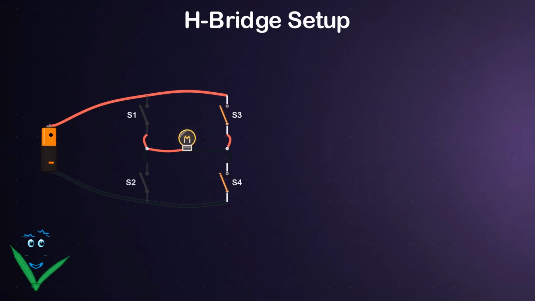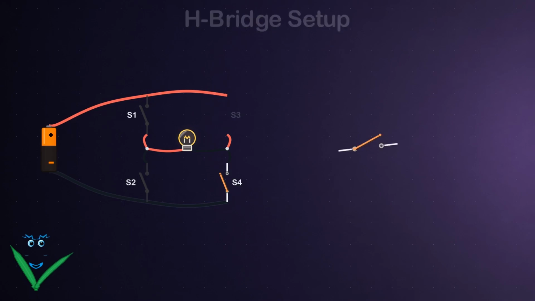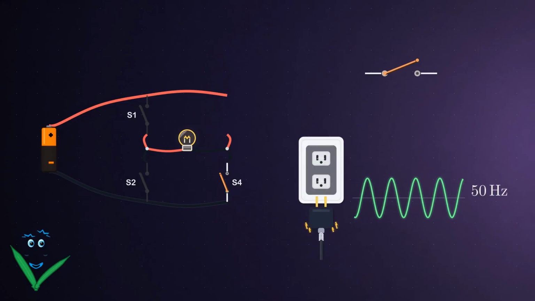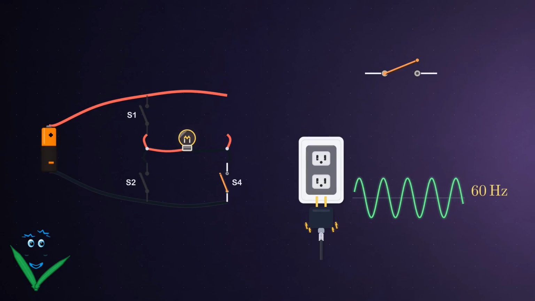We could try to operate the 4 switches manually, but a person cannot switch them fast enough or consistently enough. Household AC power normally operates at either 50 or 60 Hz, depending on the electrical system. For a 60 Hz supply, one complete AC cycle occurs 60 times every second. One cycle includes a positive half cycle and a negative half cycle.